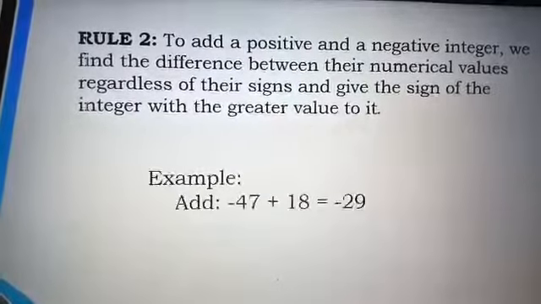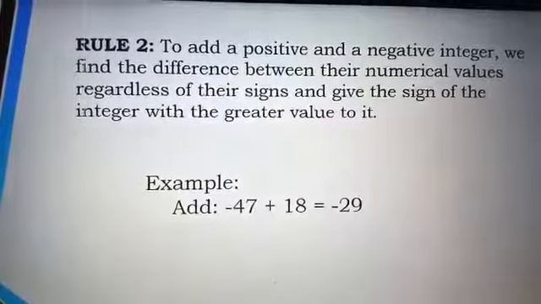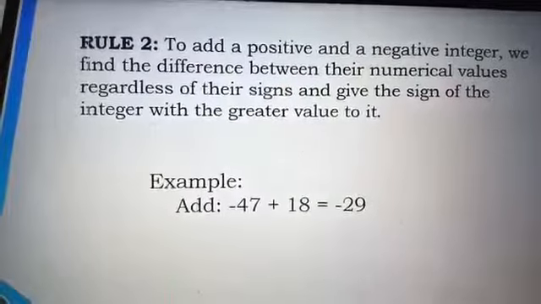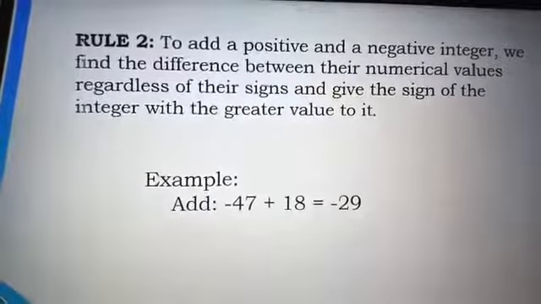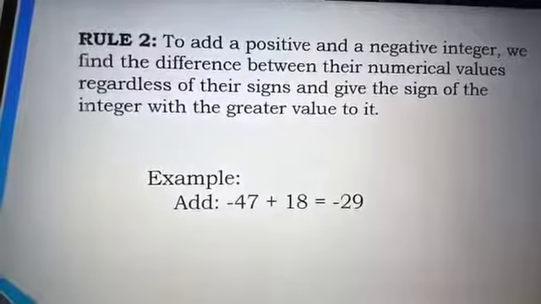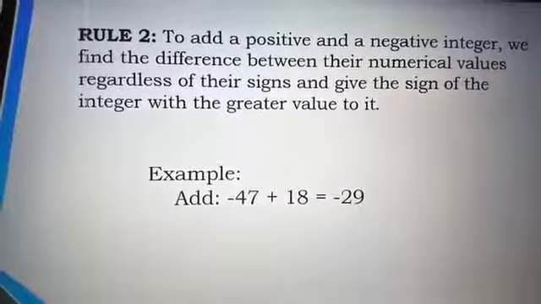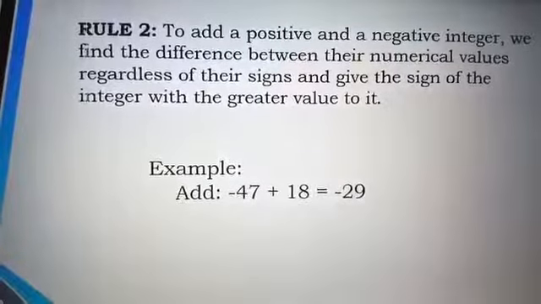I'll show you one example. Minus 47 plus 18. One number is positive, another number is negative. So if it is one plus and one minus, we have to subtract. When you subtract 18 from 47, you get 29. Which is the biggest number? 47. What is the sign of 47? Minus. So the answer will be minus 29.